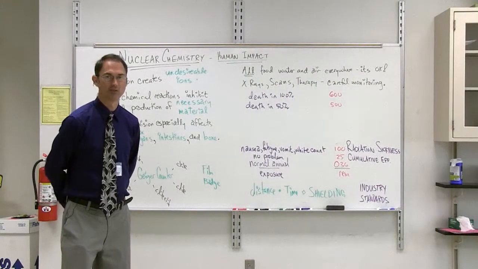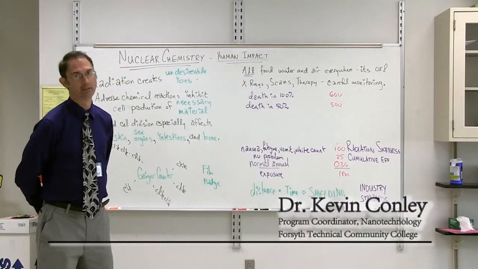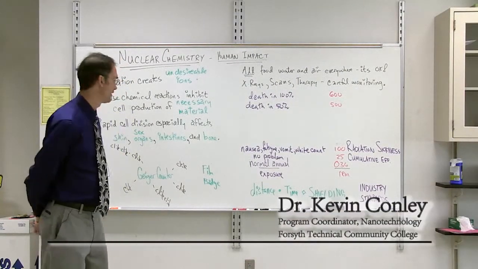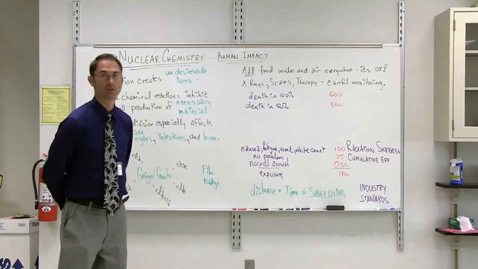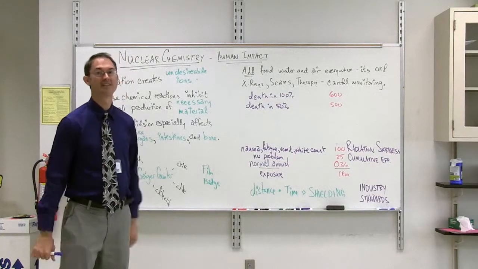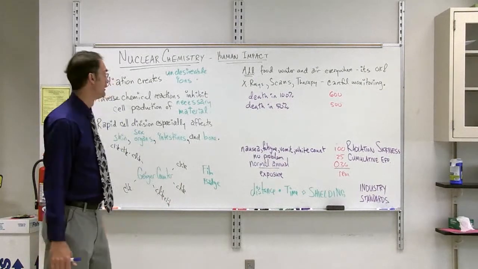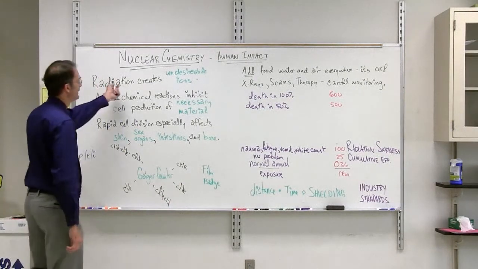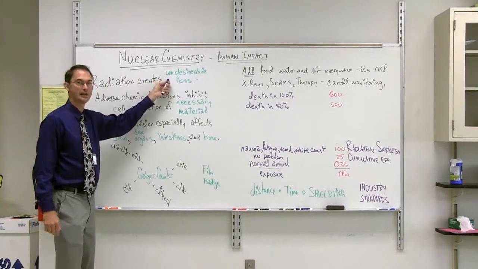This video lesson deals with nuclear chemistry, in particular human impacts. We're going to be dealing with, first of all, the procedures, secondly with the effects, and finally with the intensities of these effects. First of all, radiation creates undesirable ions inside the body.